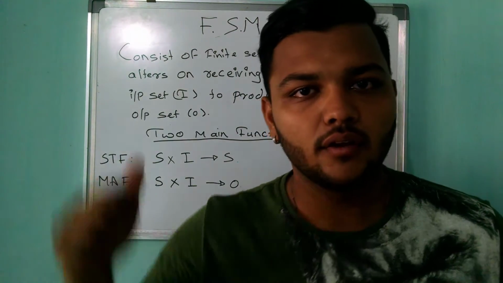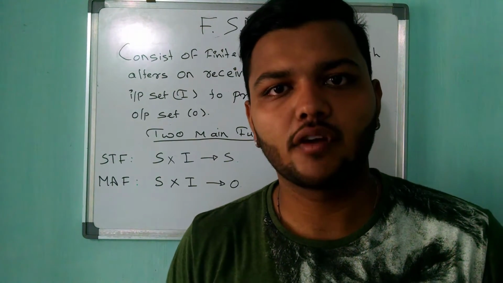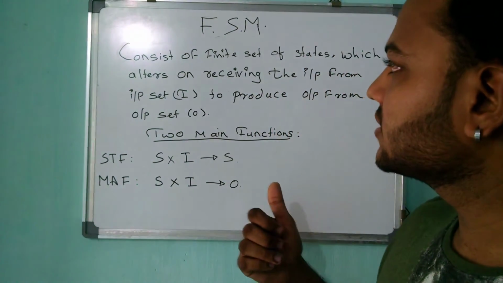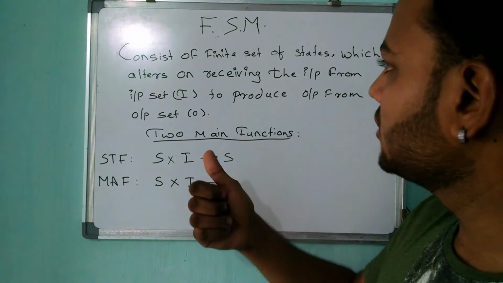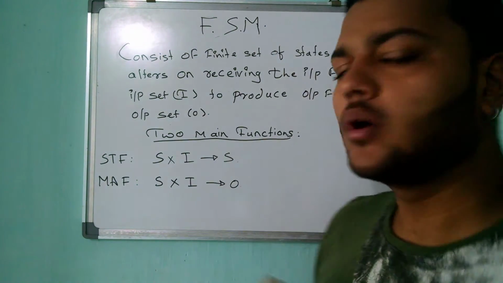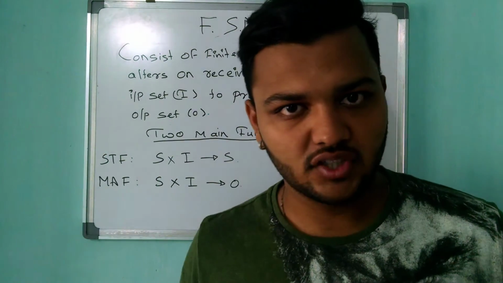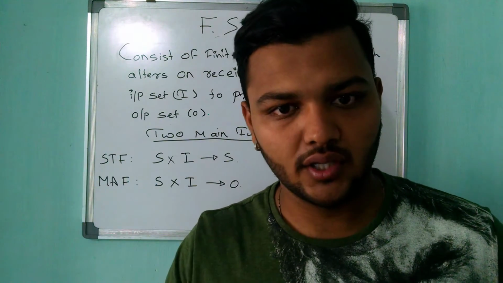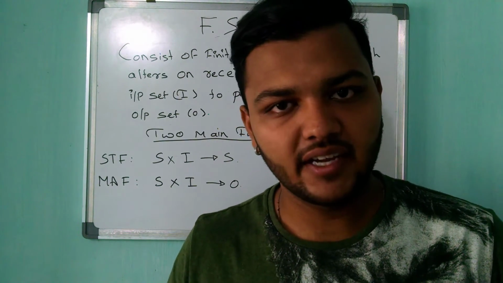Okay, so moving forward, we got the definition of FSM and what FSM consists of. While we are solving the problems of FSM, what will it consist of? So let's start with the definition of FSM. As FSM defines, it consists of a finite set of states which alters on receiving the input from input set I to produce output from output set O. So let me break it down. FSM is a machine which has different states in it, which are finite, of course. It will go from one state to another once it receives an input from a finite set of inputs.